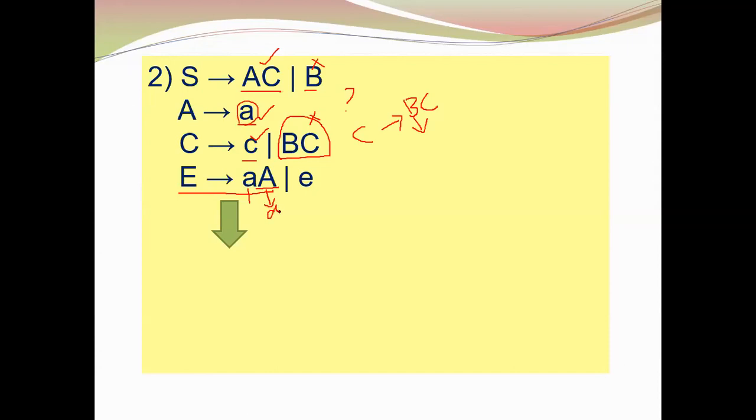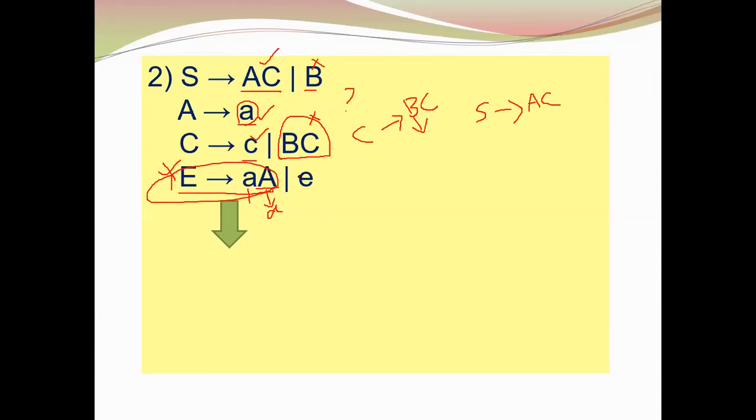This is in the form of terminal only, but we can't use this E anywhere, right? If we're using it anywhere, we can say this is useful. Otherwise, we can't. For example, S tends to AC, right? We can't reach the particular E. I can substitute for A and C, but where can I substitute this E? I can't find this E anywhere. So I can say this is useless.